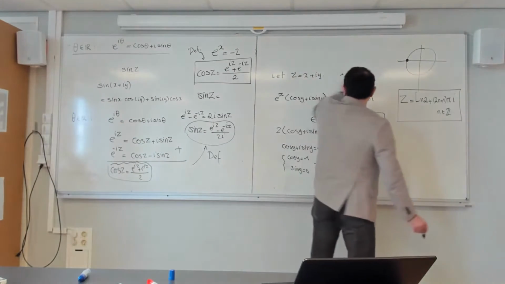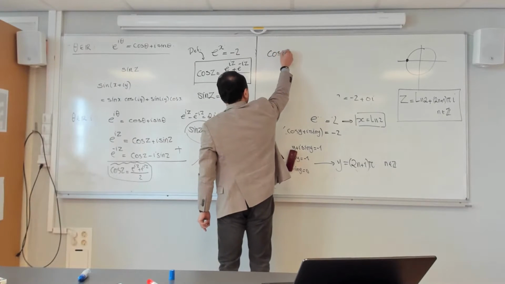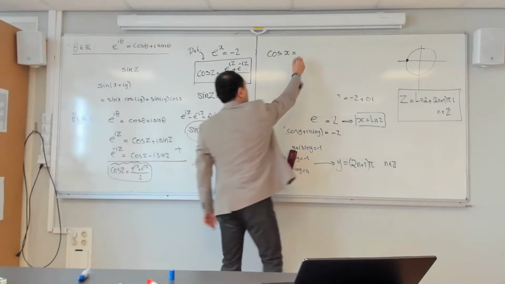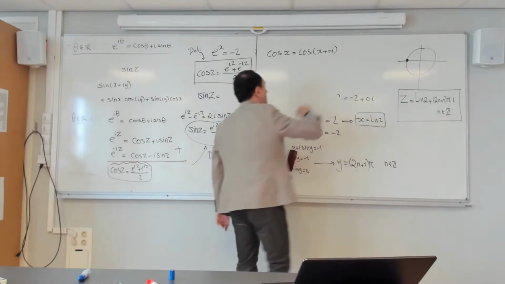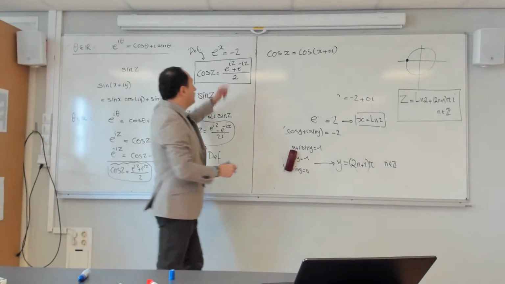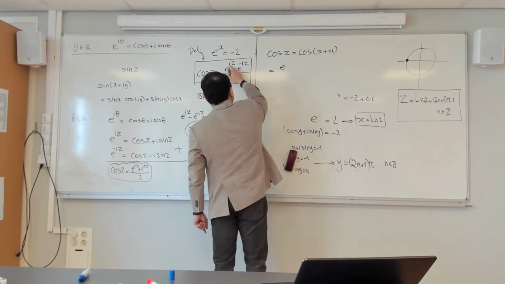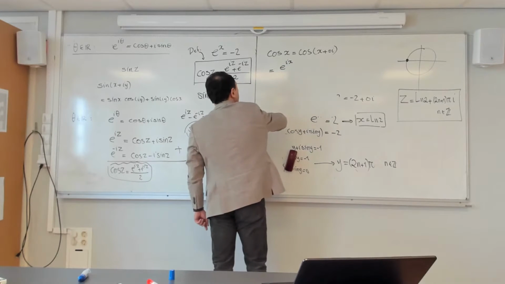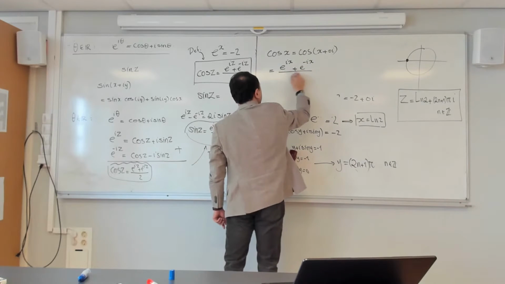So here, let us check. If we now use this definition, let us calculate cosine x. This can be written as cosine of x plus 0i. If everything is supposed to be consistent, this should be the case. And now I can use this formula. This becomes e to the power of i times z, which becomes i times x, plus e to the power of minus ix, divided by 2.